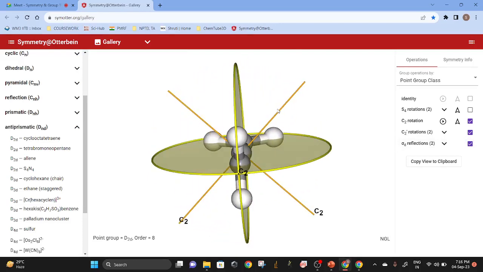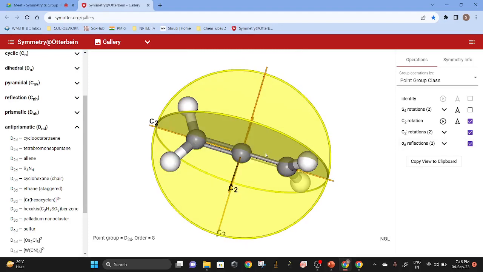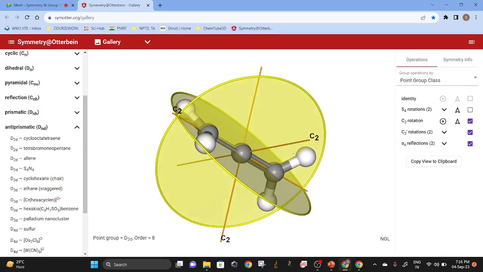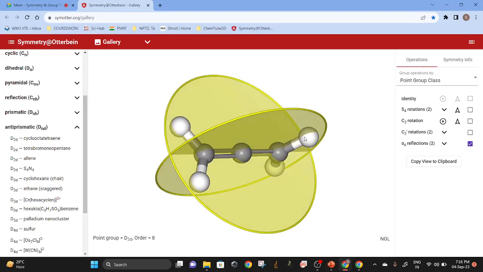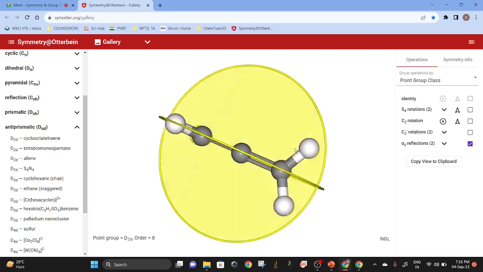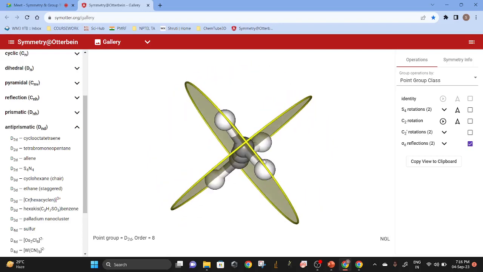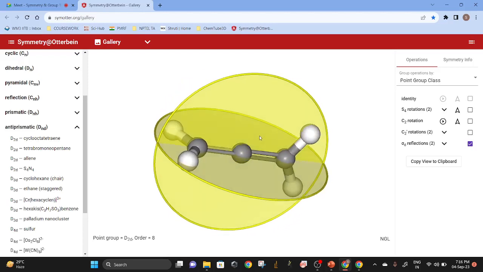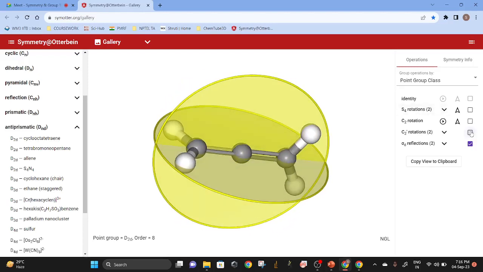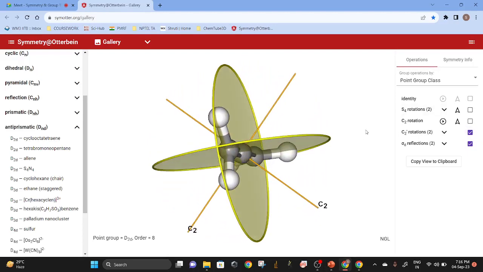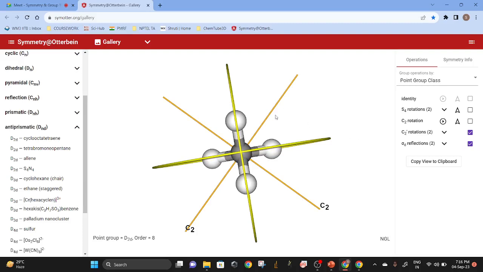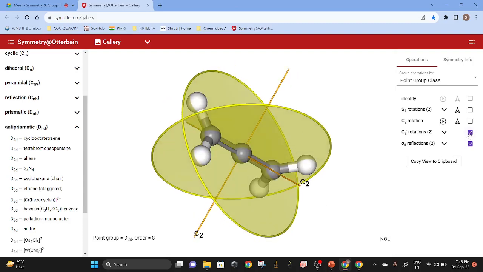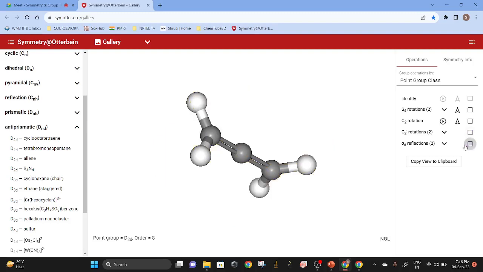So we have sigma planes along these. These are the two planes containing both the groups. One is this one and the other is this one. This is a dihedral plane because it is bisecting the C2 axes. It is the angular bisector of both C2s. That's why it is a σd plane. Okay, so the point group is D2d for the simple allene.